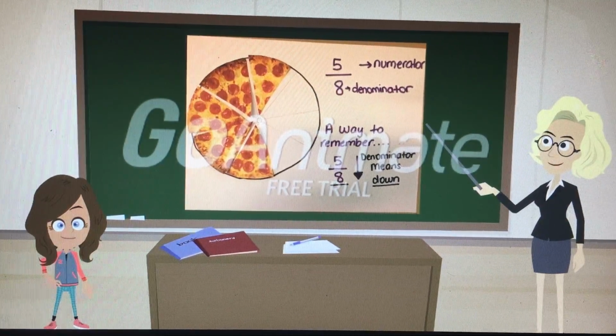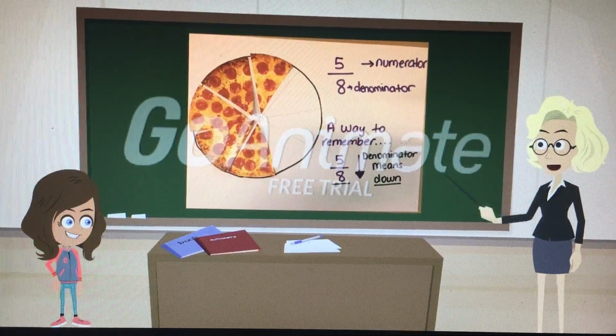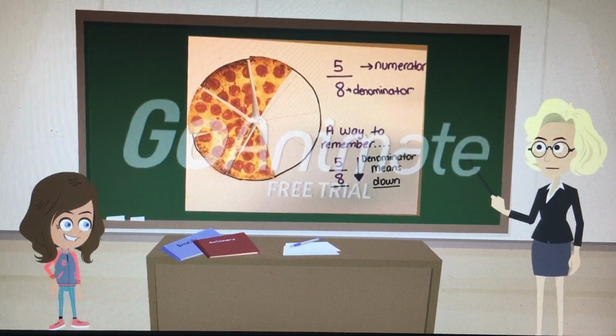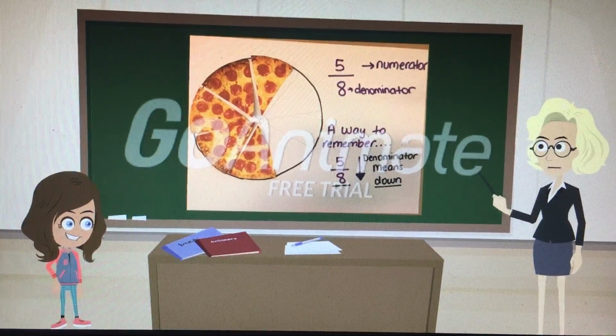What's the job of the numerator and the denominator, Miss? The denominator tells us the number of equal parts in the whole, which in this case would be 8 slices of pizza, and the numerator is how many slices of pizza are remaining, which would be 5.